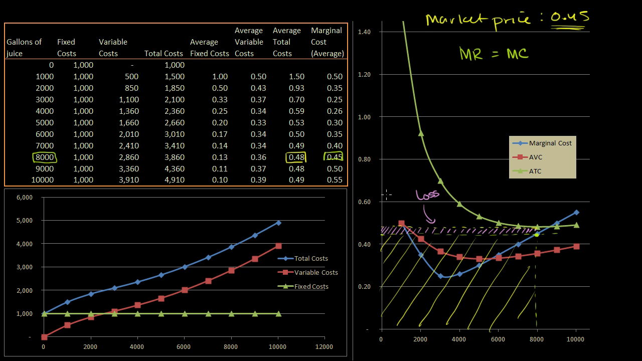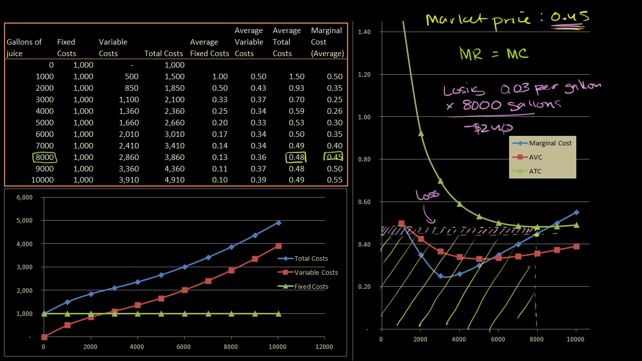So does it make sense for you to do this? And we can even figure out the loss. You are producing 8,000 units, and you're selling them for 45 cents a unit, and it costs you 48 cents per unit to produce them on average when you put all the costs in. So you are losing 3 cents per gallon. We're talking about orange juice here, and it's times 8,000 gallons, which means that we are losing $240. 8,000 times 3 cents is 24,000 cents, which is the same thing as $240.